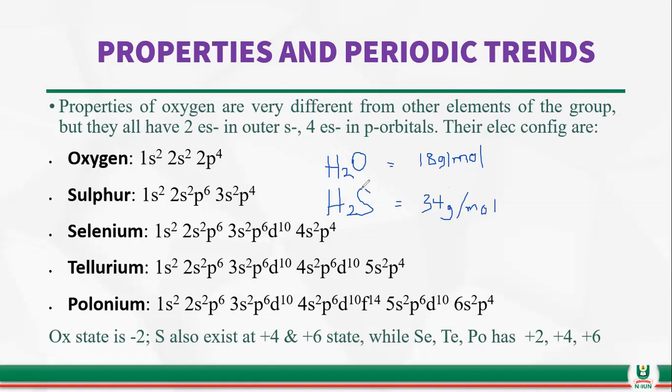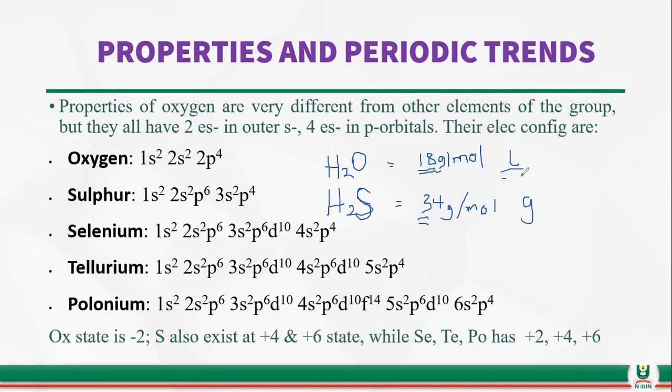We're expecting that H2S should have been like the solid and H2O should have been like liquid or something. But when we see, H2O should have been the gas, sorry, because of the lower weight, and this one should have been the liquid or the solid. But when you see it, at room temperature, water is liquid. At room temperature, H2S is gas.